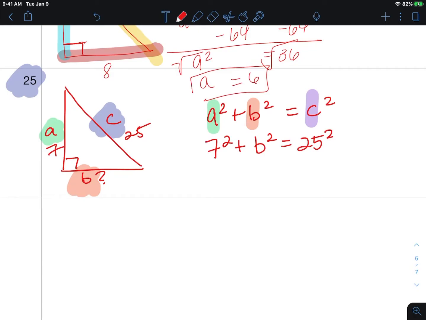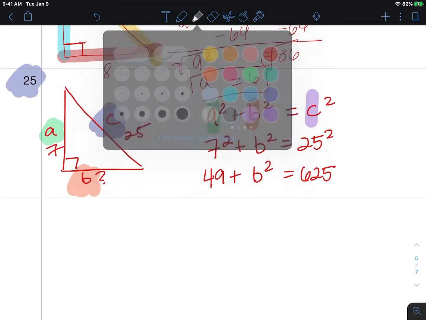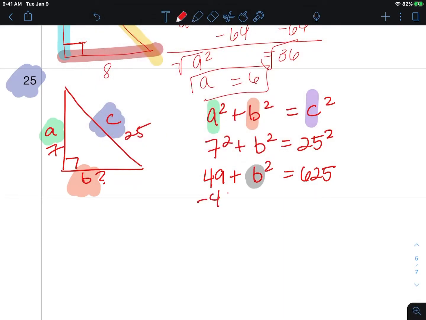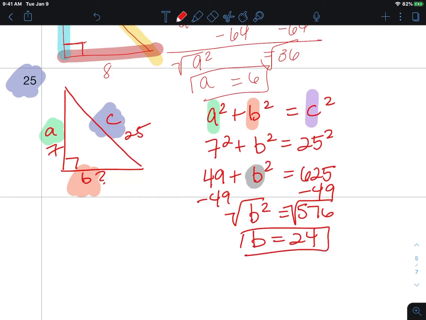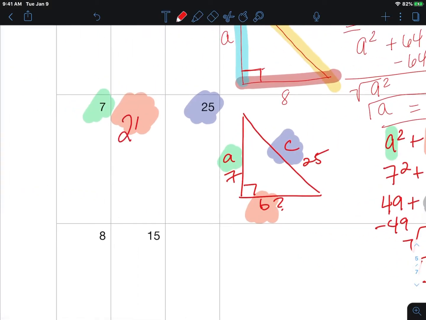All right, so now I'm going to type each one of these into the calculator. And this is what I get. I see that I need to get my B by itself, so I'm going to move this 49. And I get B squared equals 576. Of course, because I'm at the last step, I'm going to do the opposite, which is square root, and I find out that B is equal to 24. You should have gotten an answer of 24.